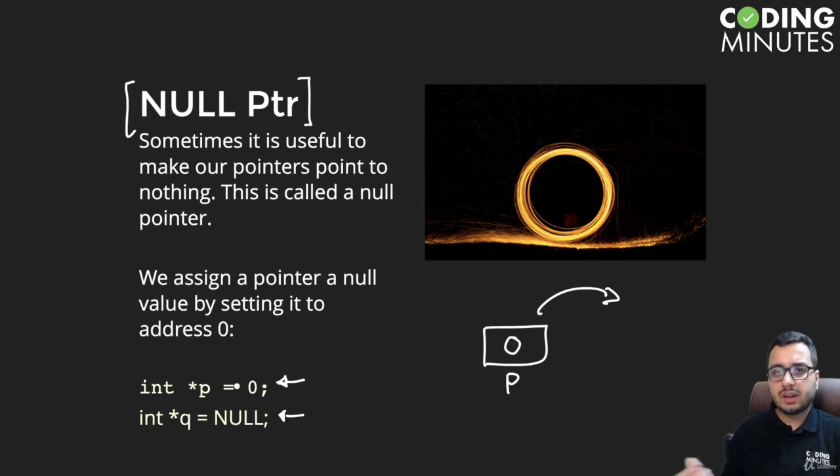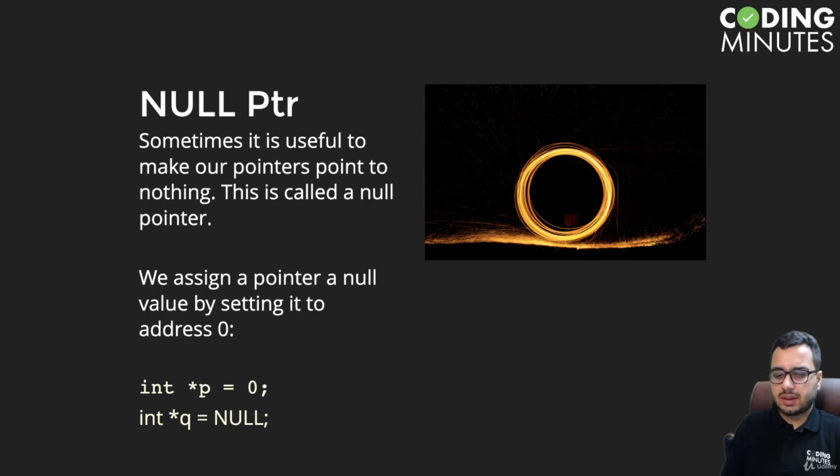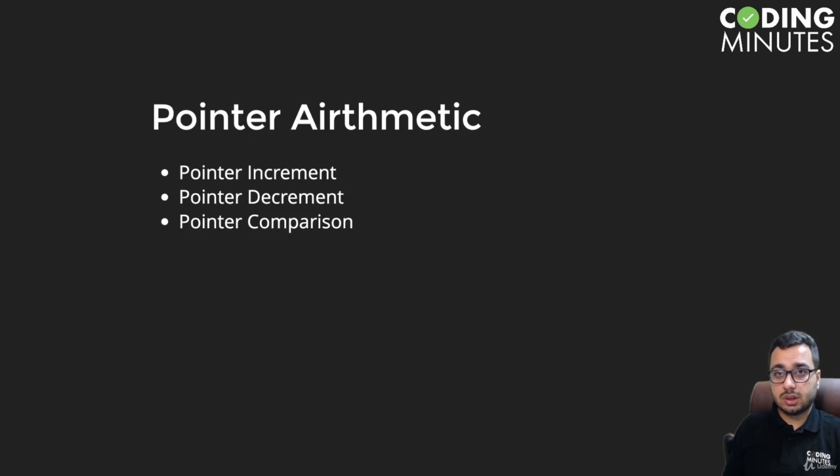Now what may happen if you try to dereference this? If you do star of p, then you may get a segmentation fault. You cannot dereference a null pointer. This will give you a segmentation fault, which is a memory related error, because this address does not exist. So that's another thing that you should know.